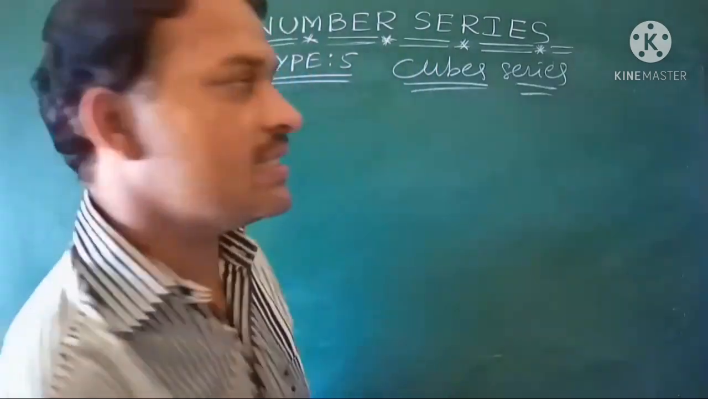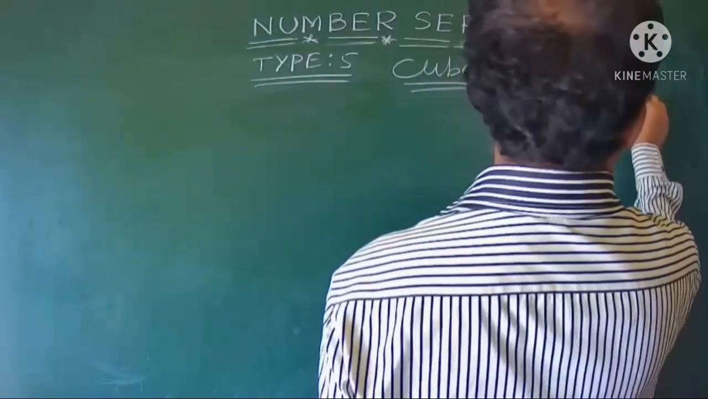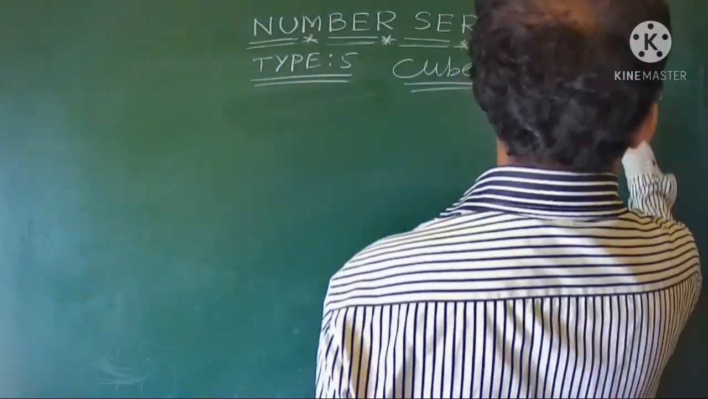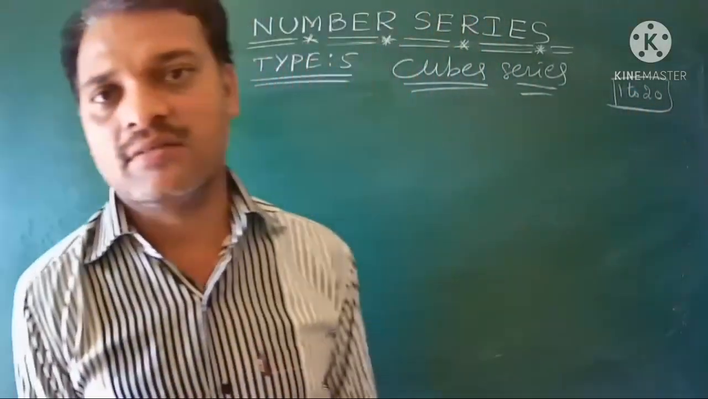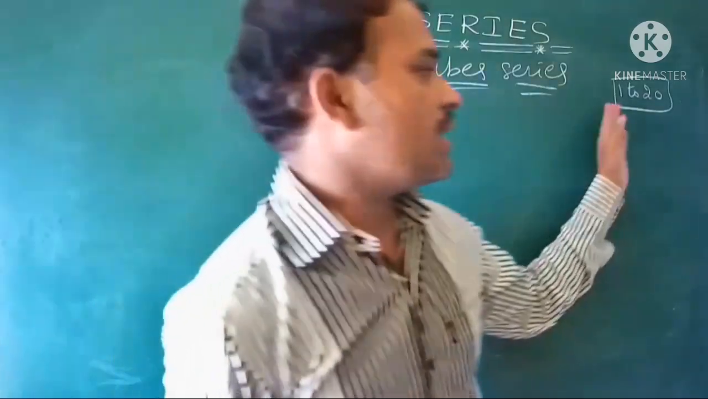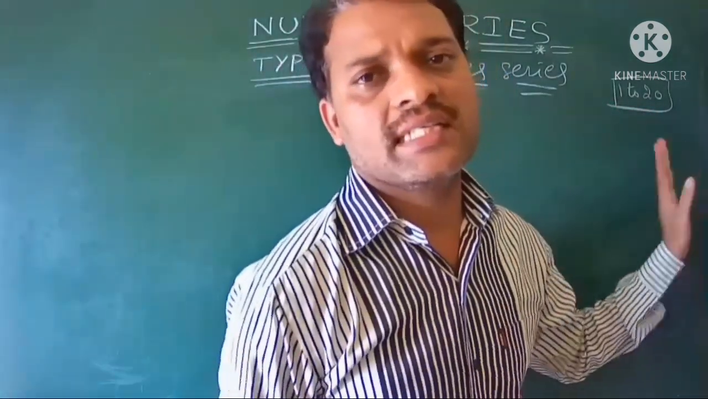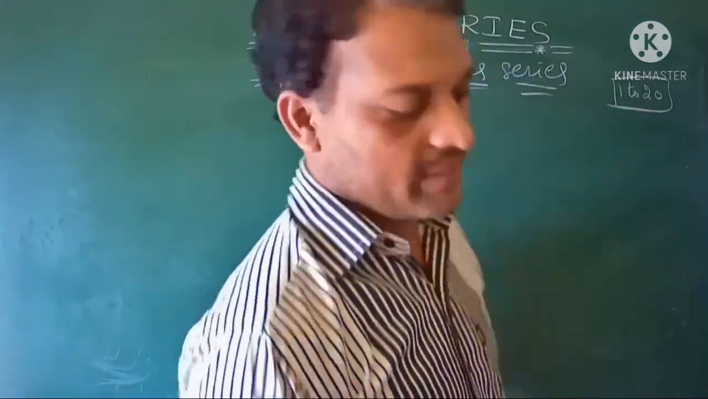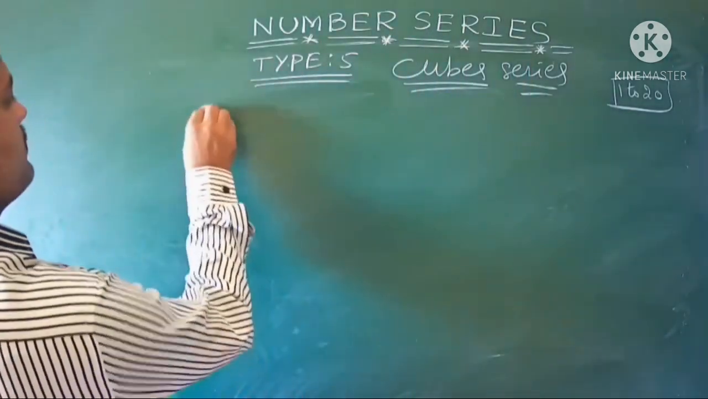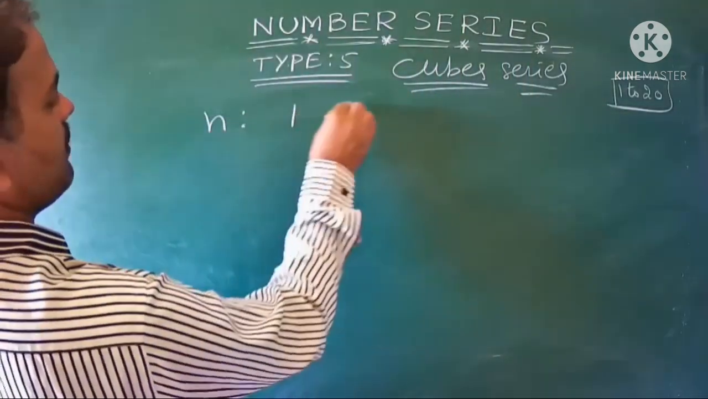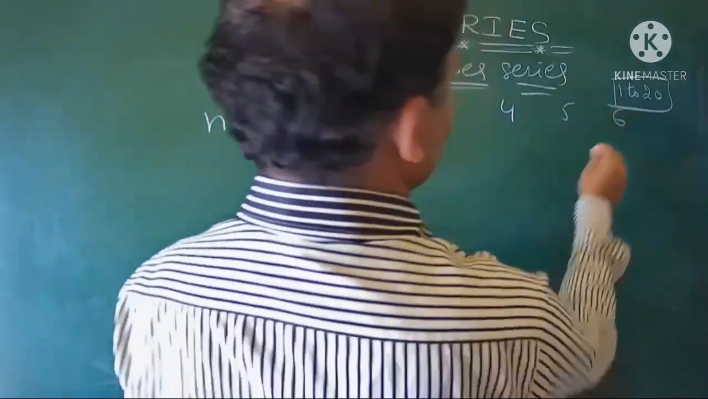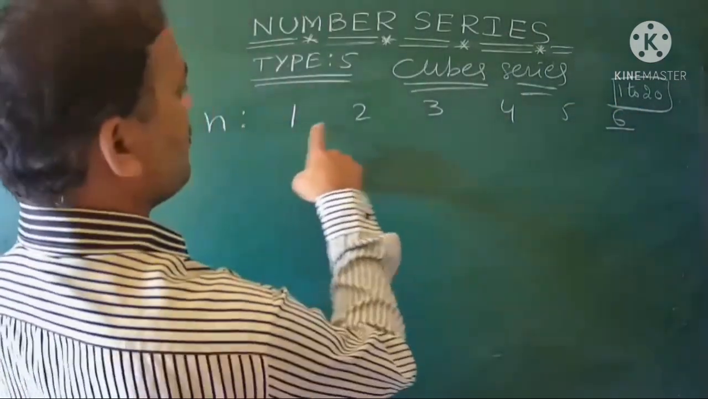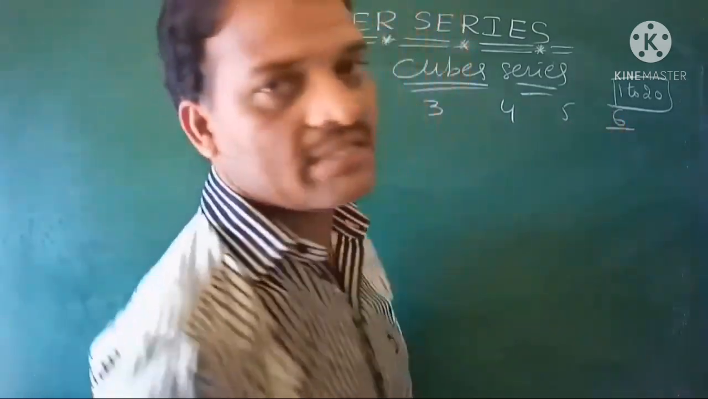Before finding the cube series, everybody should learn the cubes of 1 to 20 orally. Prepare the cubes of 1 to 20 orally, it is a must, because they give relations only between the cubes of 1 to 20. So what are the types? Suppose n values are 1, 2, 3, 4, 5, and next 6 will come.